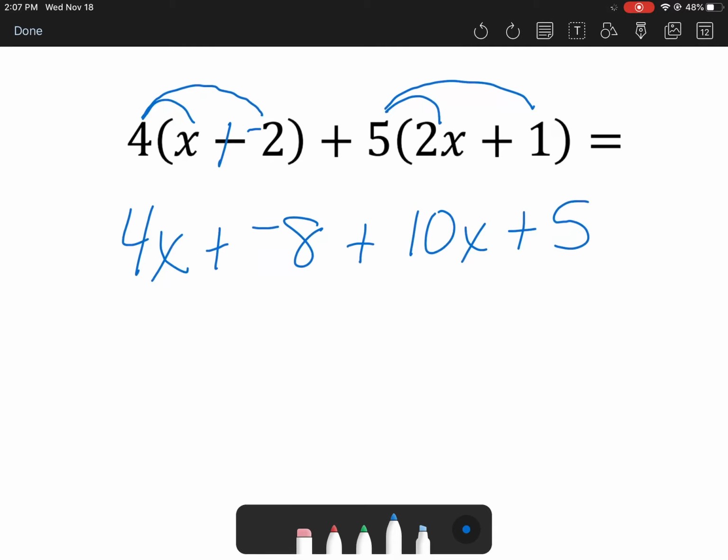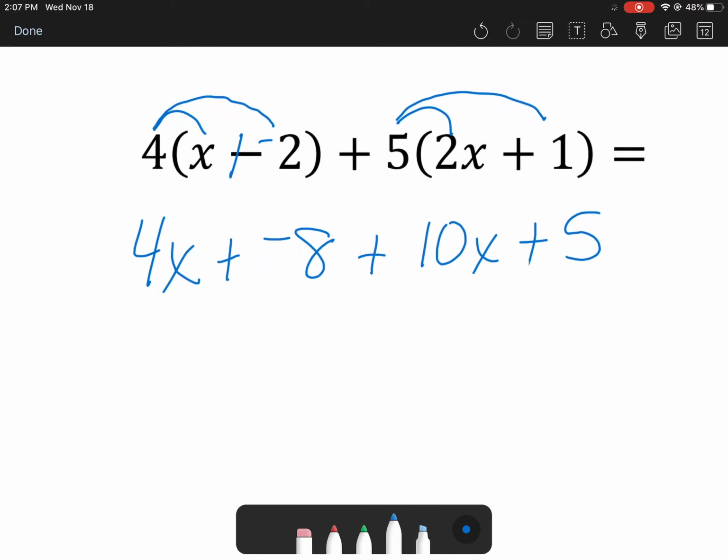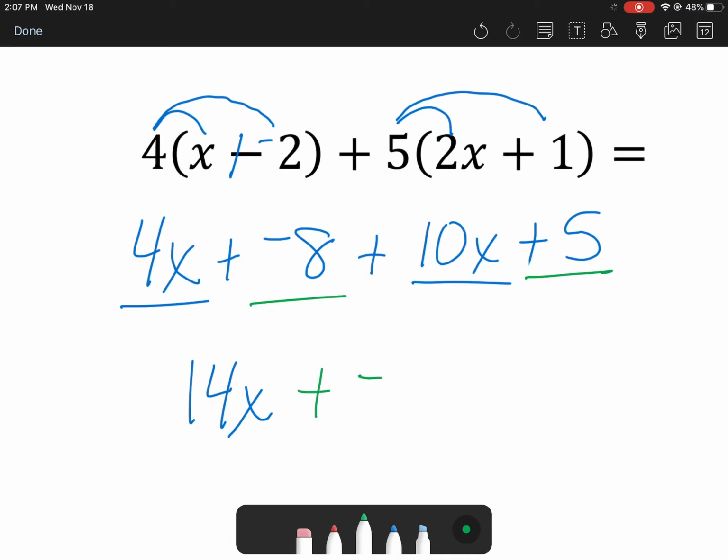Now I can go through and look at my like terms. I see that I have a 4x and a 10x. When I add those guys together, we'll get 14x. And then I see I have -8 plus 5, which is equal to -3. So this big long expression here simplifies down to 14x plus -3.